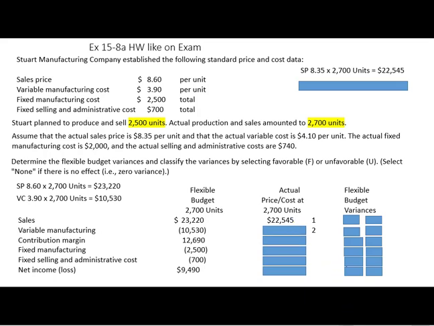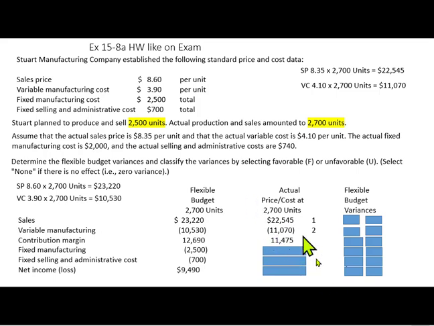Next, we've got variable manufacturing actual expenses of $11,070, and that number was arrived at as follows. You took the actual variable cost that we had, which was $4.10 down here in the body of the problem, times the 2,700 units to get $11,070. Contribution margin would be the difference between sales and variable costs, which would be $11,475.